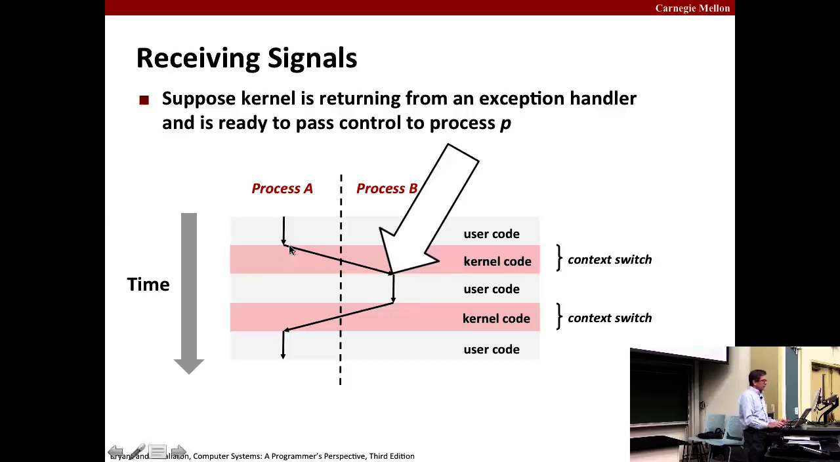So at this point, the kernel calls its scheduler function, and it decides to do a context switch from process A to process B. And it gets process B all set up, and right before it returns from that exception, and right before it's ready to pass control back to the user code in process B, it checks for any pending signals.